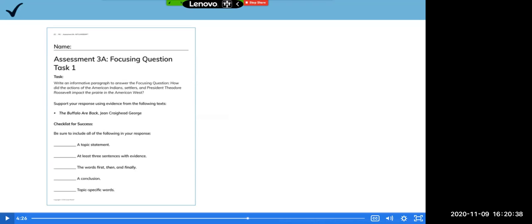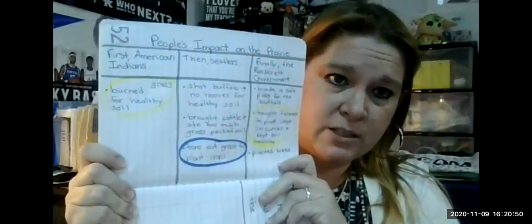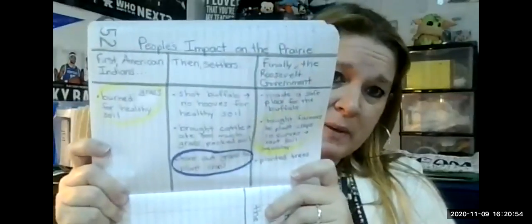Okay, so remember guys, we did not use the evidence organizer. We used the chart in our books, in our journals, okay? The chart on page 52, that is the one that we used yesterday that had our pieces of evidence. You need to turn back to page 52. And I did upload a copy for you of the focusing question task assessment. So let's get back to our video.